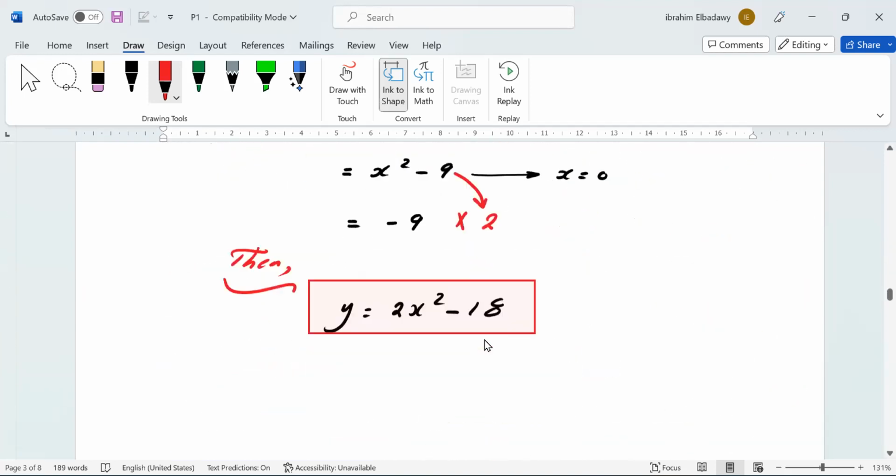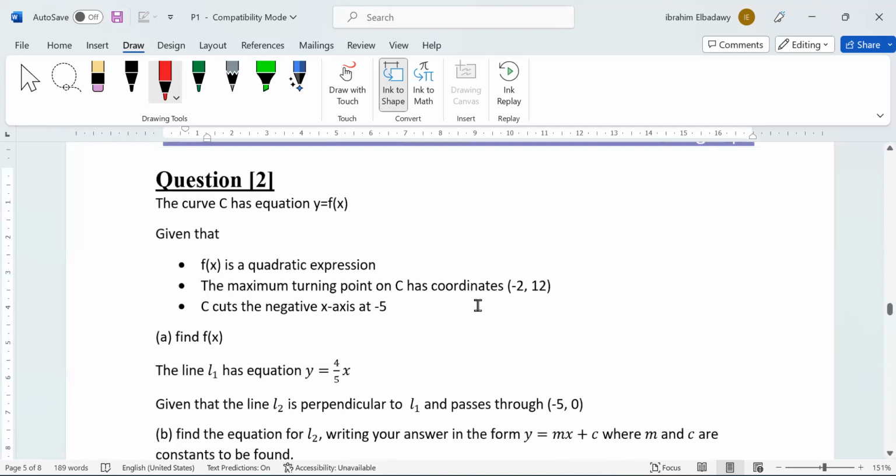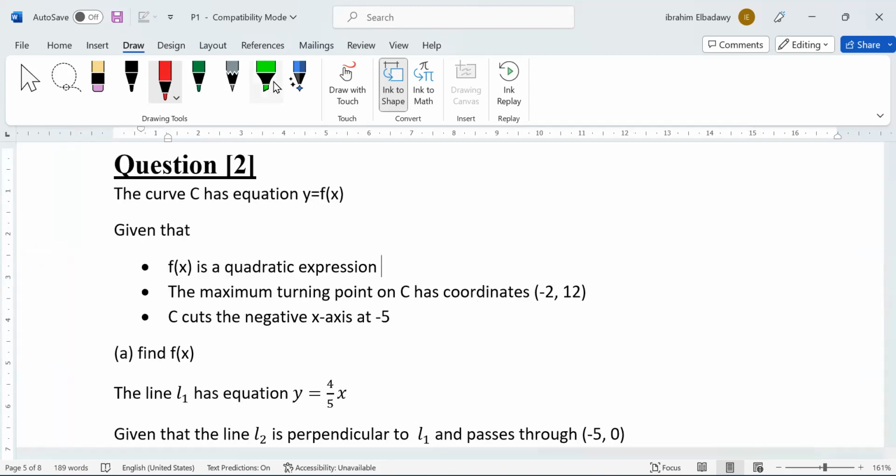Let us solve another example related to the quadratic formula as well. Here he said in this question, the curve C has equation y equal f(x). f(x) is a quadratic expression, a function which is quadratic. The maximum turning point, this is a very important point. He mentioned something about a turning point, maximum or minimum, but here he said maximum.